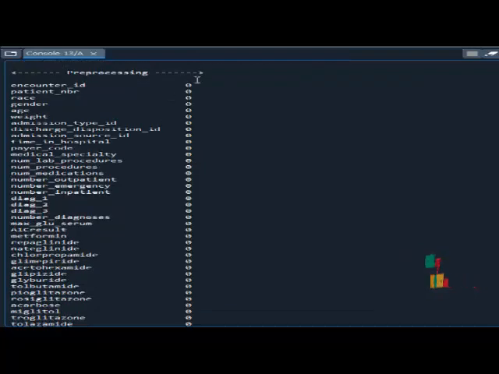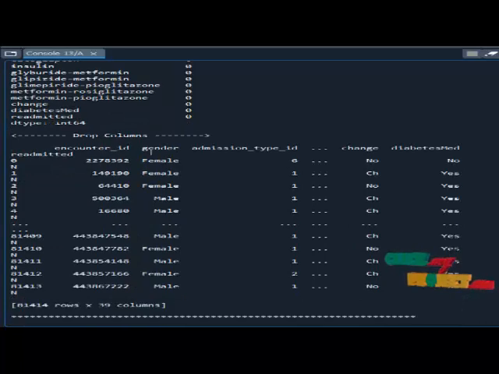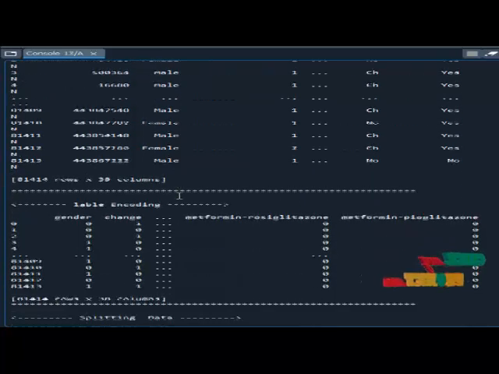Next step is data pre-processing. Data pre-processing means cleaning the data set. First we are checking the null values. There are no null values in our data set. Then dropping the unwanted columns. We have dropped some unwanted columns which are not necessary for the implementation.